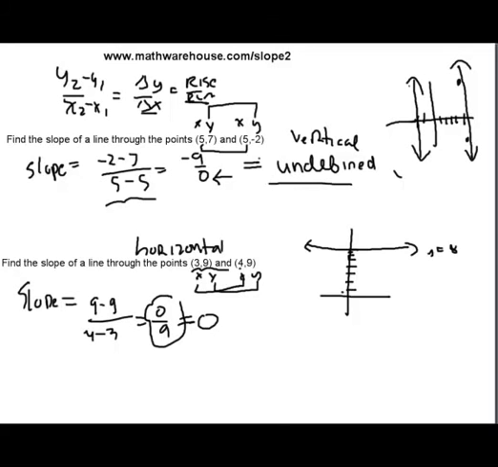So the slope of any horizontal line is 0. The slope of any vertical line is undefined. And that concludes the video tutorial on slope.